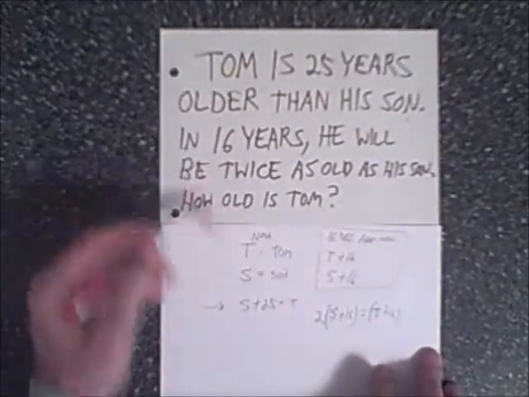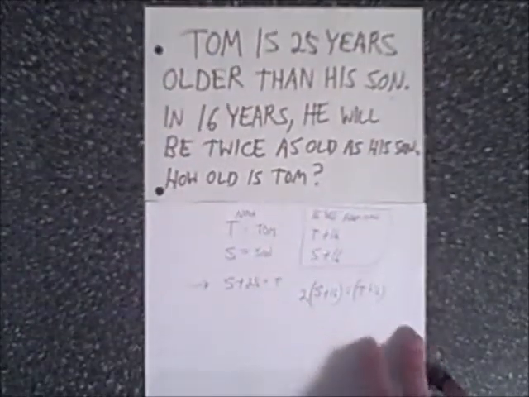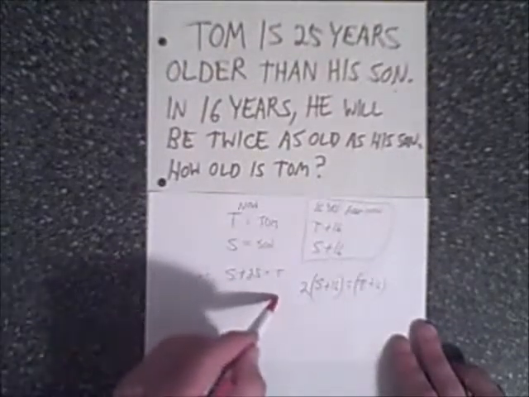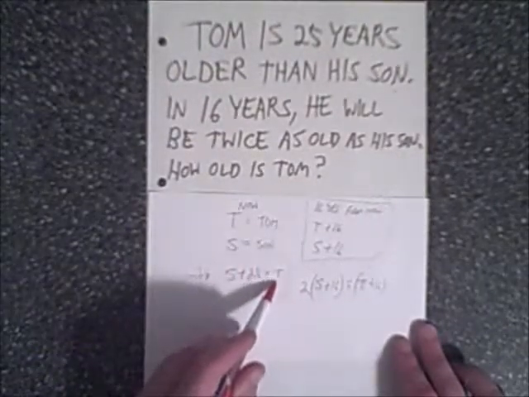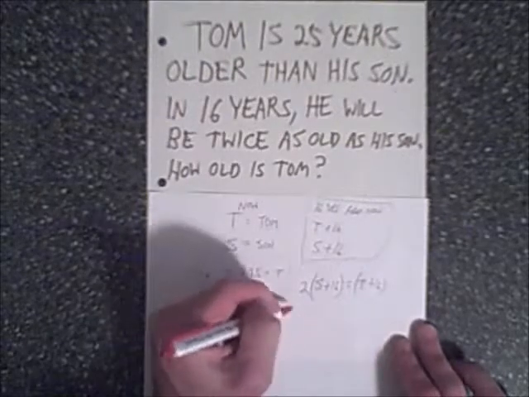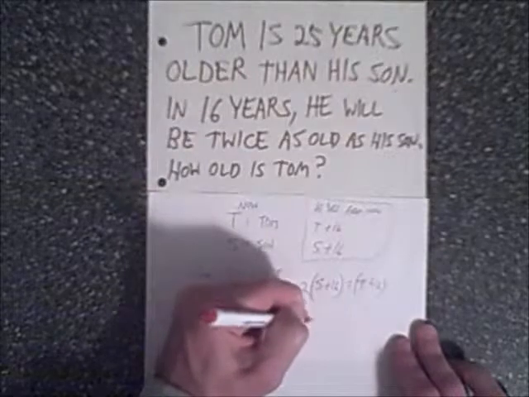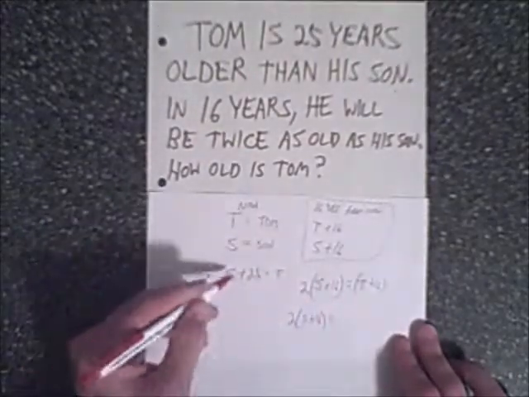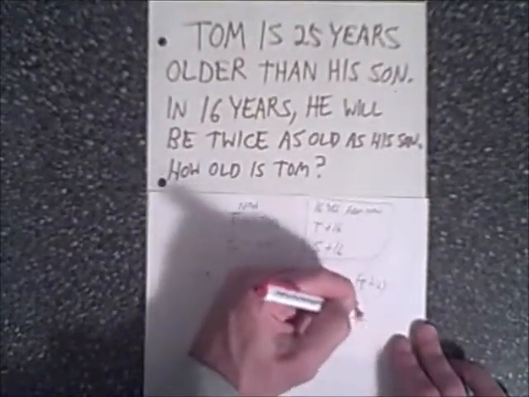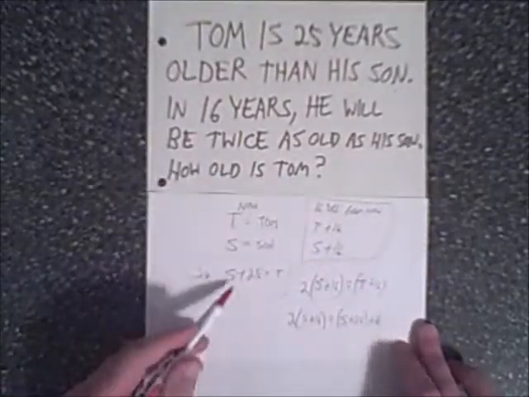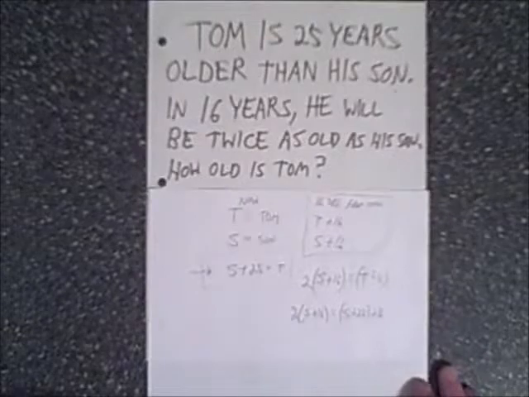Okay, so this is in 16 years. This is the formula that we have. And again, now we can just solve it. We have this piece right here that will help us substitute the t. So let's use substitution. This will be 2s plus 16 equals s plus 25 plus 16. Okay, so we substitute this in, and let's solve for s.